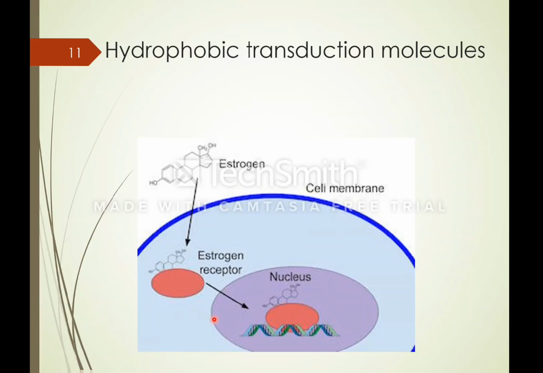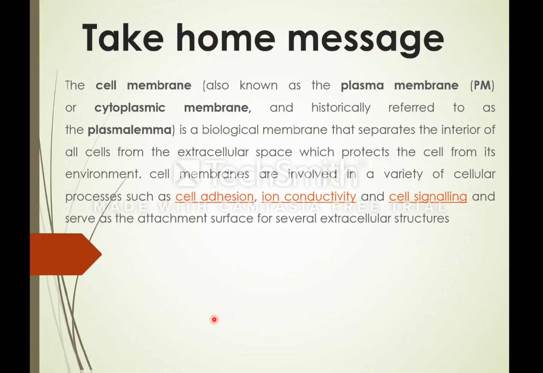This part is about another function of the cell membrane, which is communication and connection between cells and cell signaling between the cells. But briefly, the cell membrane, or plasma membrane, or plasmalemma, or cytoplasmic membrane, is a biological membrane that separates the interior part of the cell from extracellular space and protects the cell from its environment.